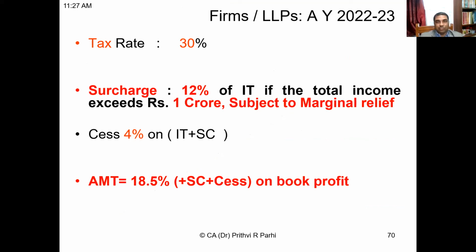So, for individuals and HUF, you have got the rates. Now have a quick look at the rate applicable to firms and LLP. You can see the tax rate for firms and LLP. There is no slab rate, only a flat rate. What is that rate? 30%. 30% will be levied, and there will be a surcharge. Surcharge is 12% of income tax if the total income exceeds 1 crore, and it is subject to marginal relief also. Cess will be 4%, calculated on income tax plus surcharge. AMT will also be applicable, which we will see later.